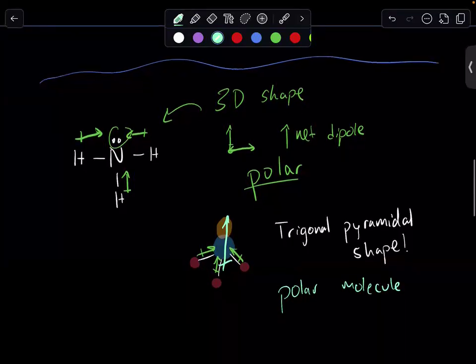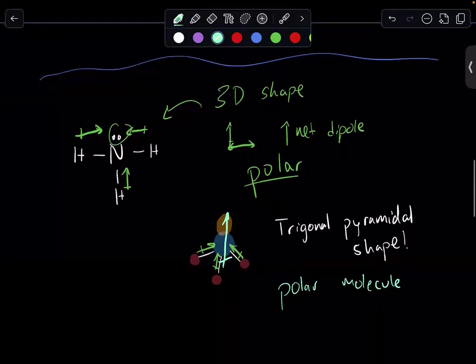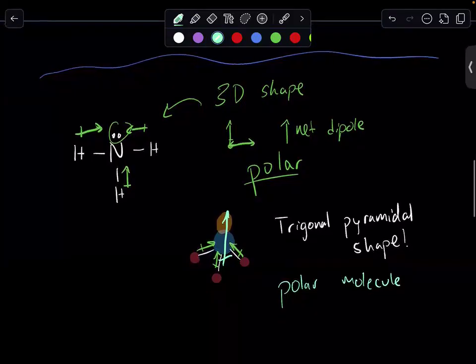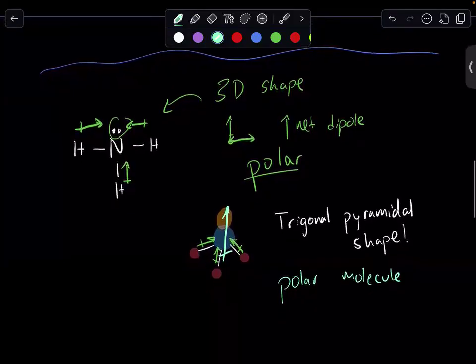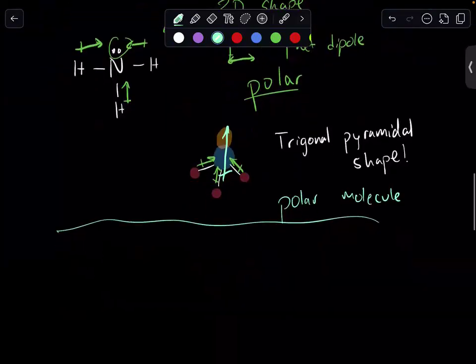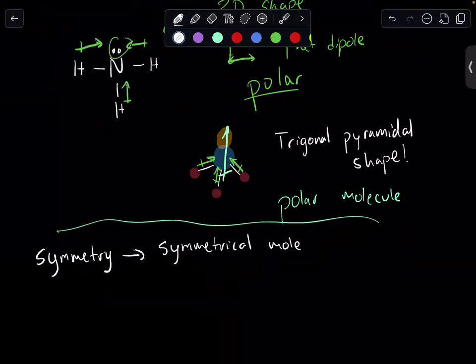So this net dipole tells us whether or not it's a polar molecule. We do have to look at these in 3 dimensions. But because we can just add up dipoles, there's a different way to figure out molecular polarity, and that's via symmetry. Symmetrical molecules, but they must be symmetrical across all planes. Symmetrical molecules are nonpolar because all their net dipoles will cancel out.